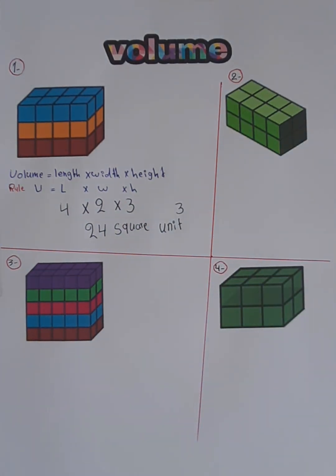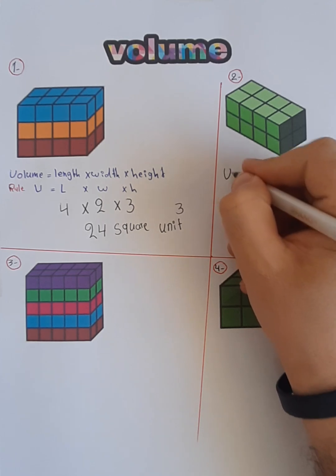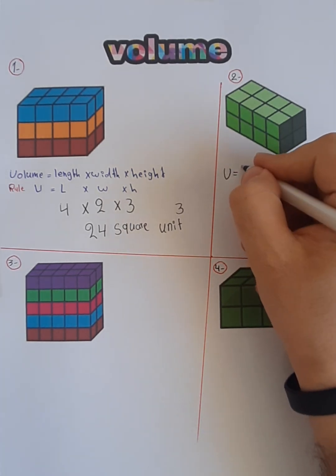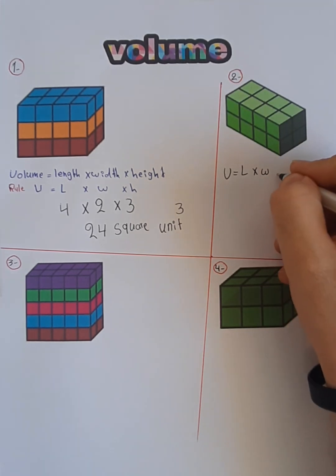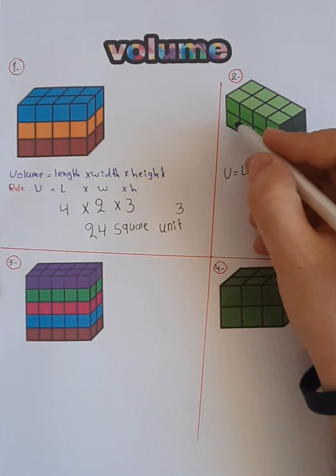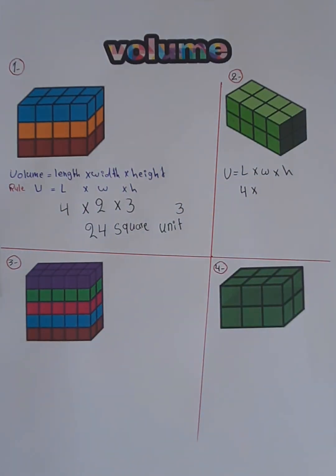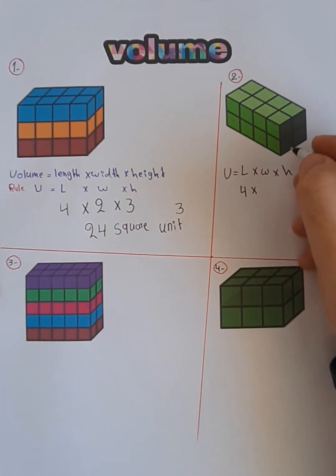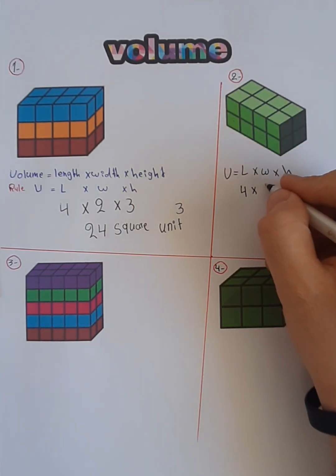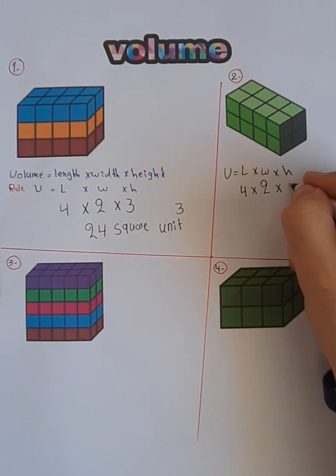Example number 2, we have another rectangular prism. For finding the volume, you have to write the rule. The rule is V or volume equals length times width times height. The length of this rectangular prism is 1, 2, 3, 4. It is 4 and multiply by width. The width of this rectangular prism is 1, 2. Only 2 squares, and multiply by the height of this rectangular prism, which is 1, 2.